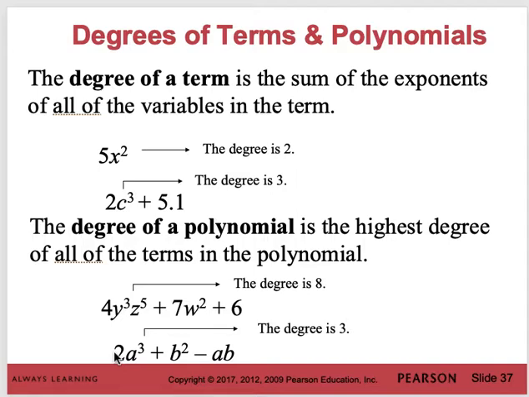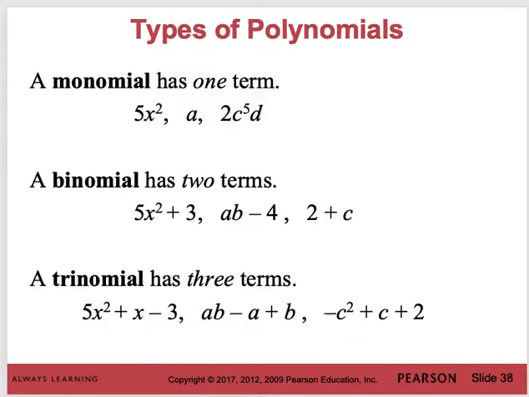And the last example down here, the highest degree of all the terms is 3. Our others have a 2 or a 1 plus a 1, which is 2. So the highest degree of our polynomial here would be a degree of 3.